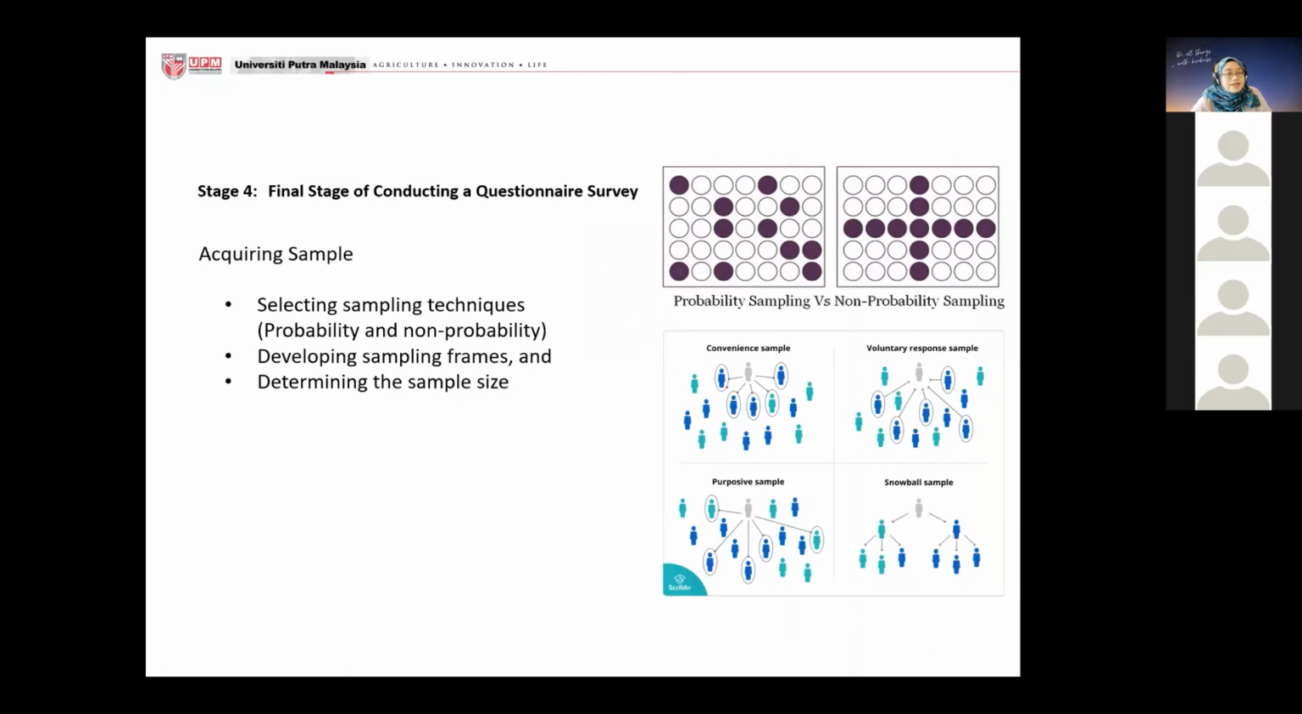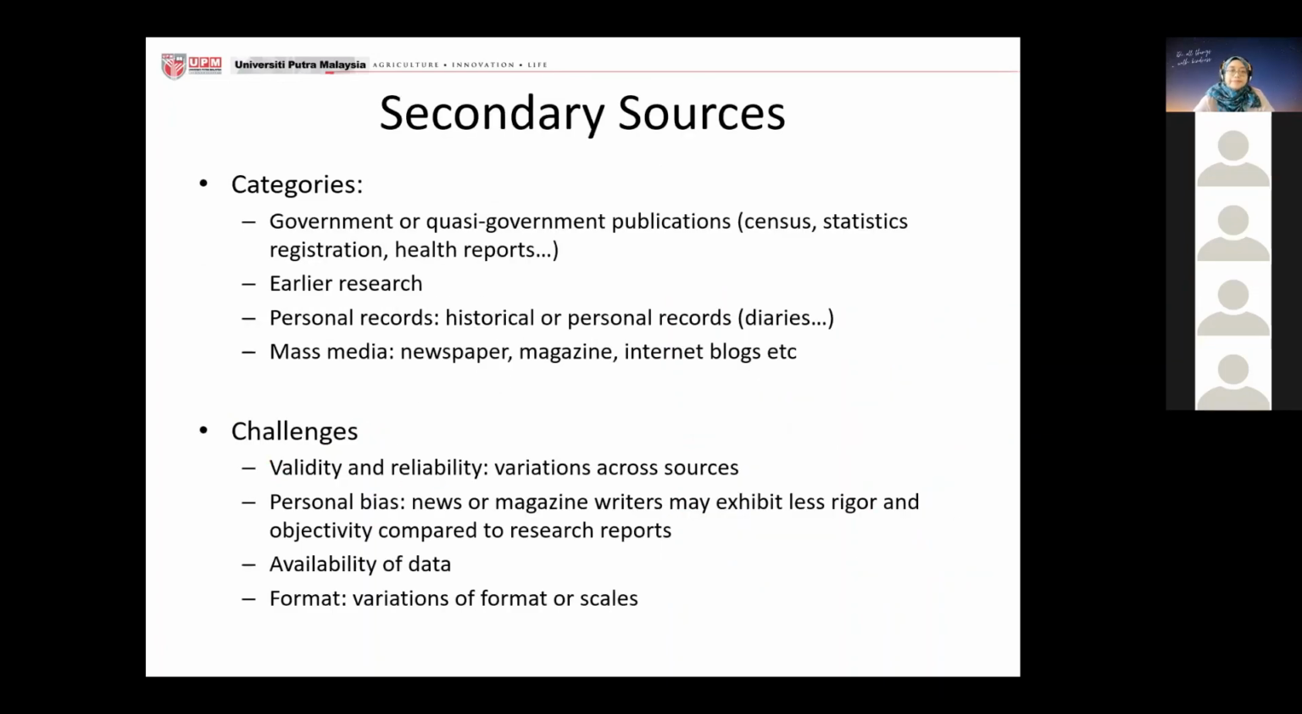You cannot say in your methodology part, "I am sending my Google Form to UPM email addresses." You cannot say something like that. You have to be very specific. Which of these are you using? Is it convenience sampling, purposive sampling, snowball sampling, or what? Then you have to include that in your methodology.